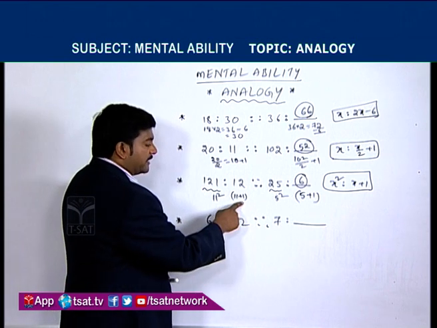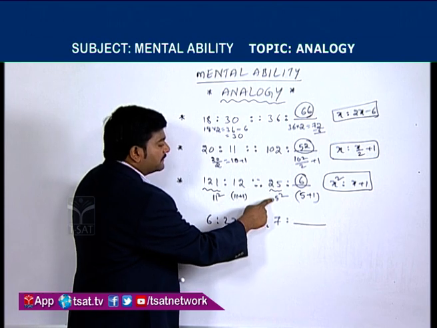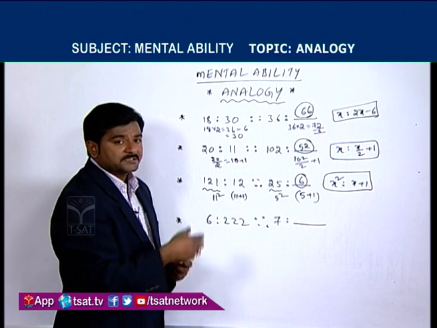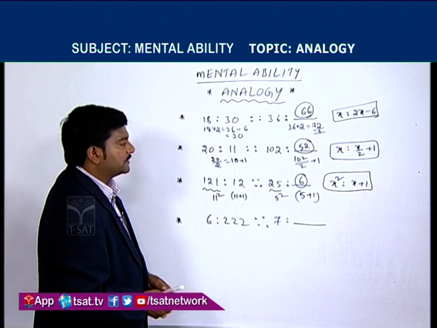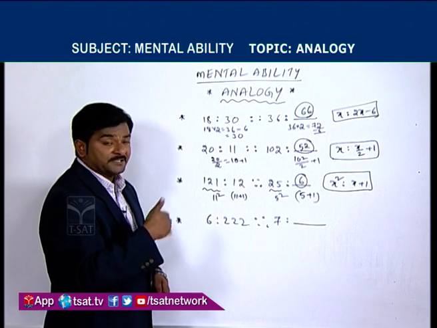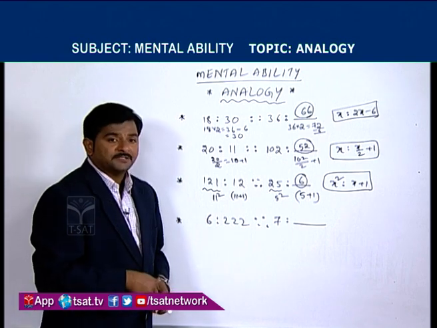11 square, 11 plus 1. 25 means 5 square, 5 plus 1. That is the concept involved for this example. Okay, that is in generalization. So what you can write here? X square is to x plus 1.